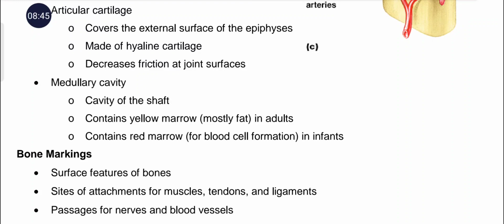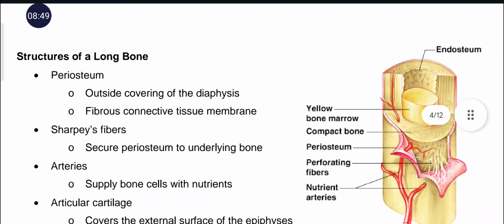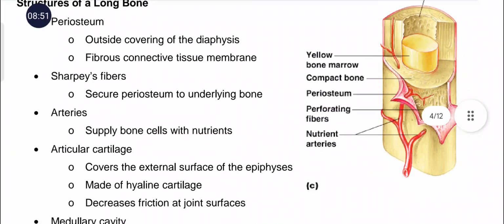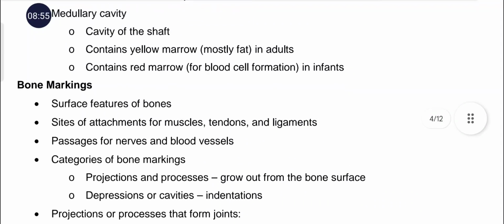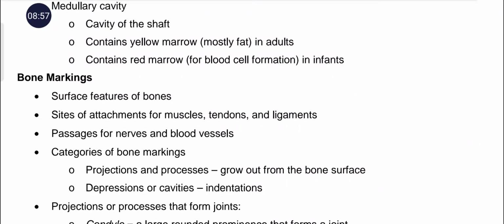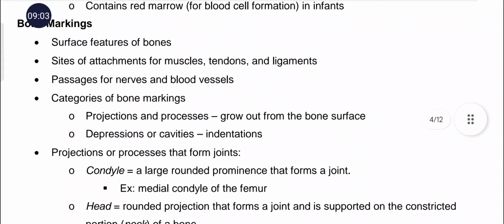It also consists of the medullary cavity, which is the cavity of the shaft. In the diagram you can see the medullary cavity, wherein the yellow bone marrow, which is usually fat, is found in adults. And this medullary cavity consists of red bone marrow in the infants, which is a place for blood cell formation.